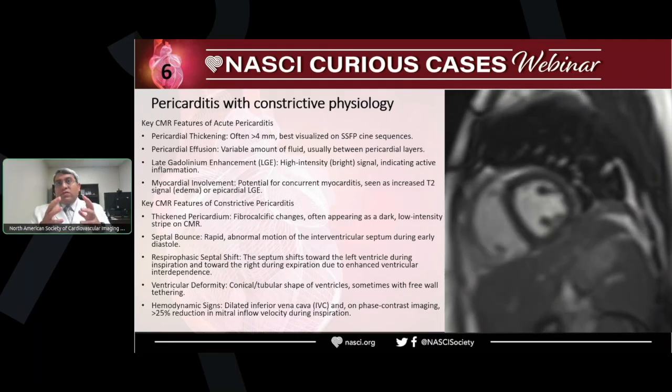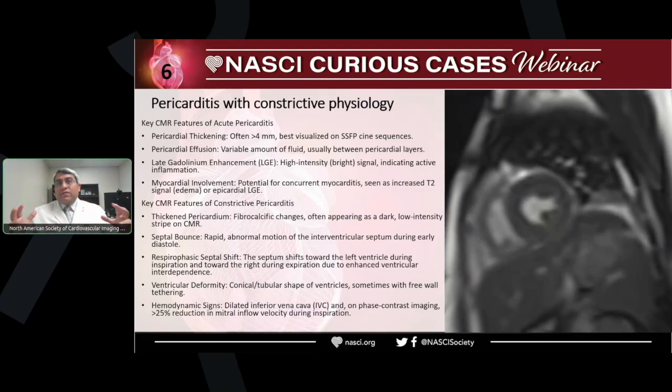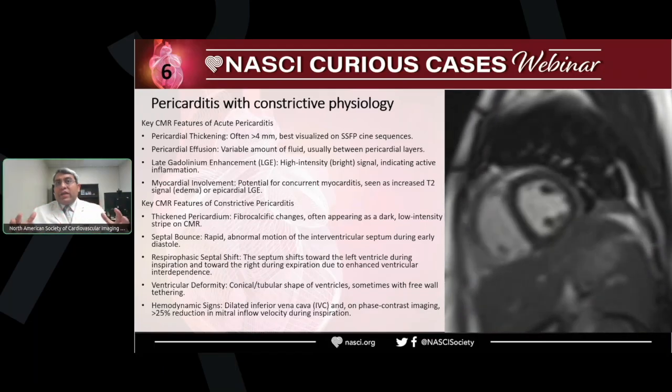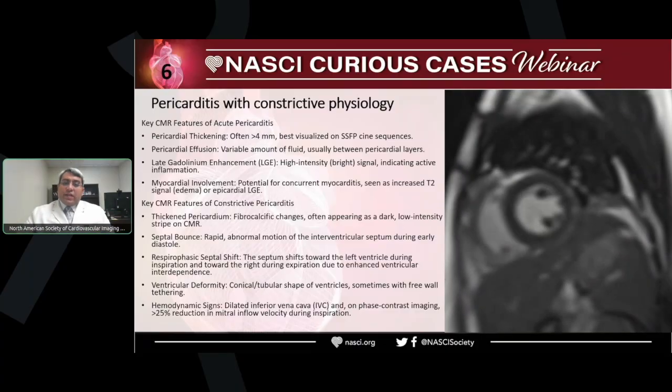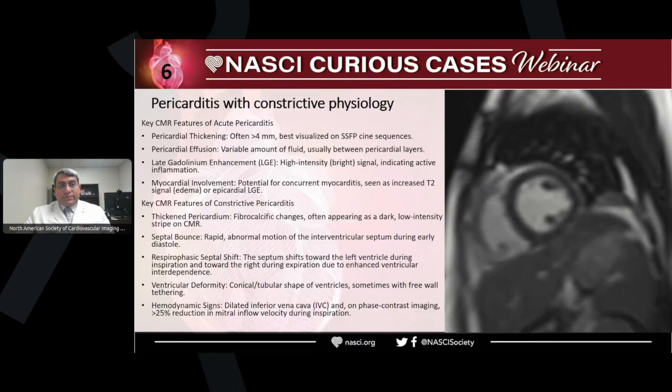And all this is because the heart is not giving space for the blood to fill in during diastole, and there is not much space for the heart to dilate and accommodate the blood coming back to it.